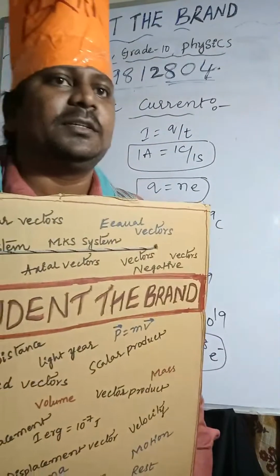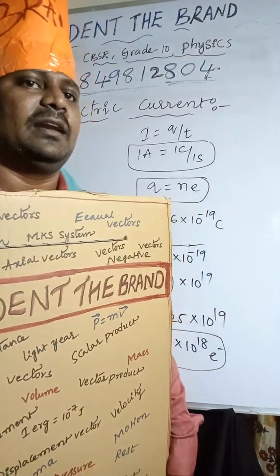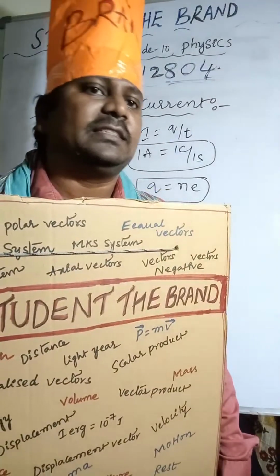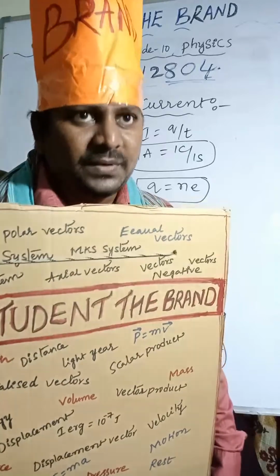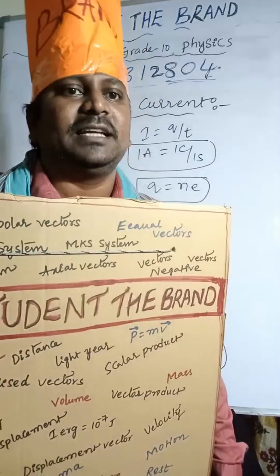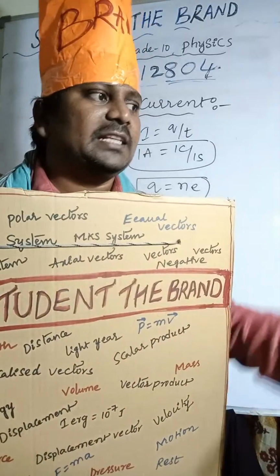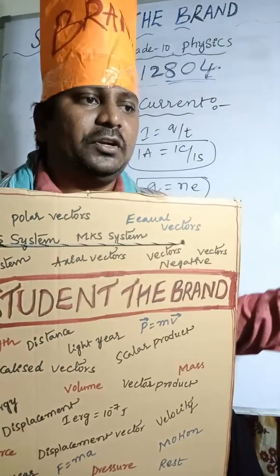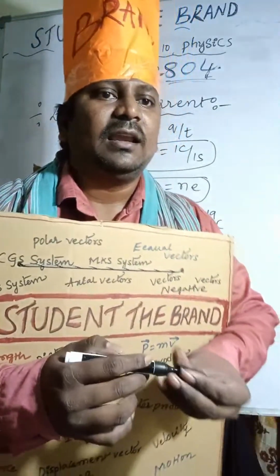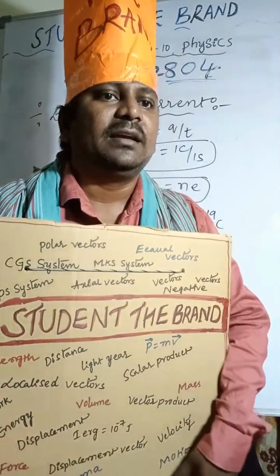So this is about electric current. They will ask you to define the SI unit of electric current. 1 ampere is defined as 1 coulomb of charge flowing through unit cross section area per second. That is called electric current. I hope it is very clear, right?